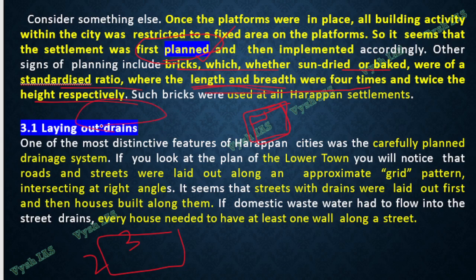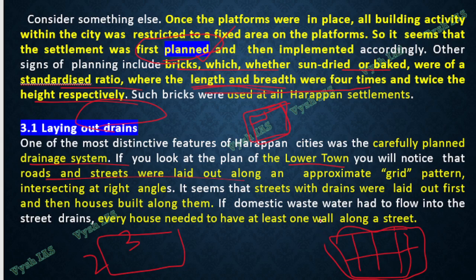Then is the drainage system, which is the most advanced. They had a very carefully planned drainage system in the lower town, where the residential people are living. The roads and streets, everything is in a grid pattern. Everything is at right angles and very well planned. Every house has a drainage system which is attached to the main common drain outside the house. Everything is very well planned.